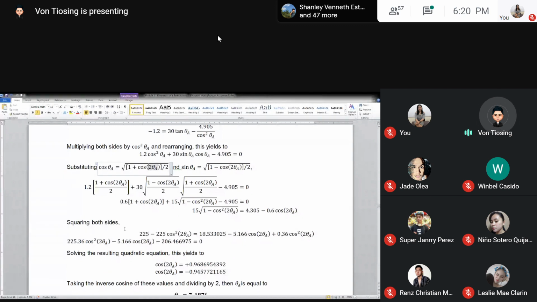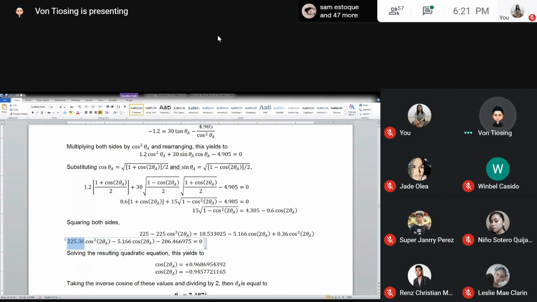Okay? If I were you, kung medyo galit ka sa mga ganito, pagka nakita mo na to, you can replace cosine 2a ng a na lang or b para magamit mo yung quadratic equation. Okay? May using quadratic formula. Alam niyo ba yung quadratic formula? B plus or minus square root of B squared minus 4AC all over 2A. So, gano'n lang yung gagamitin natin dito.